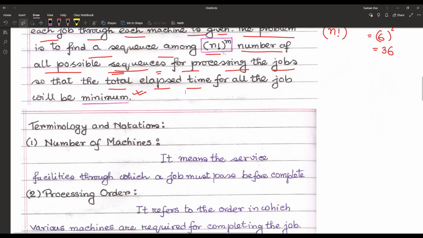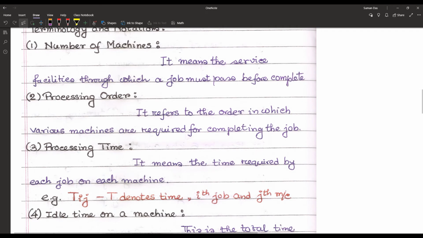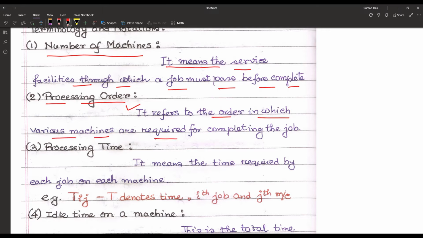Now the terminology and the notations. The first one is the number of machines. It means the service facilities through which a job must pass before it is complete. Whatever number of machines is given is known as the number of machines. The next term is processing order. It refers to the order in which various machines are required for completing the job.